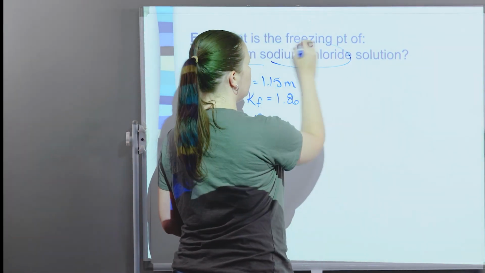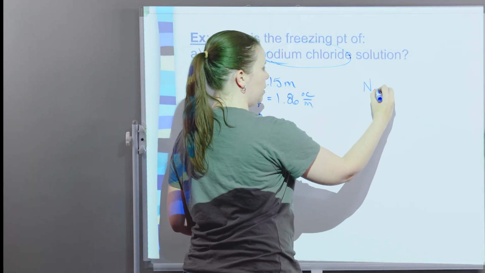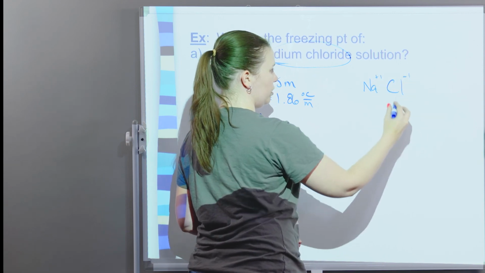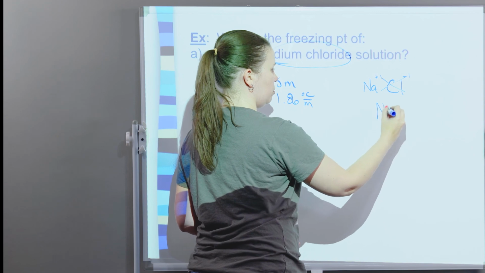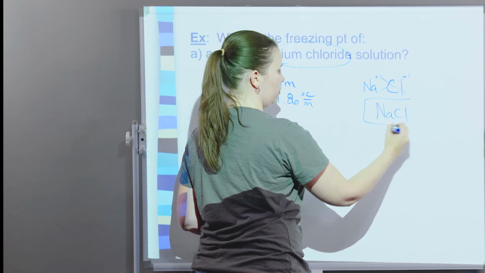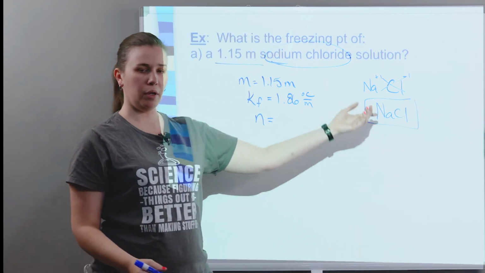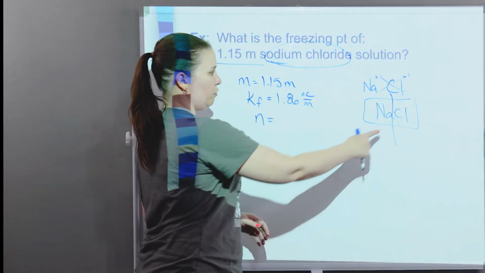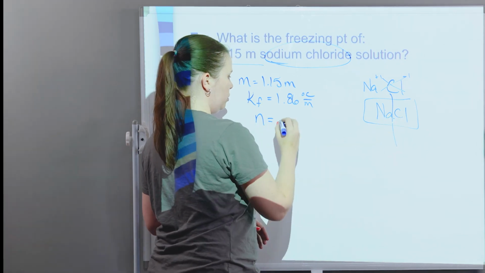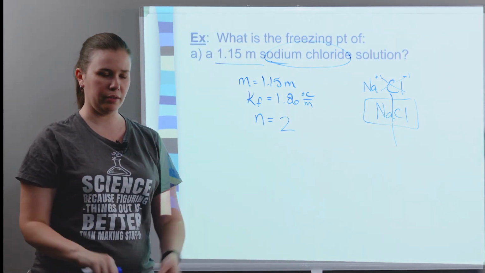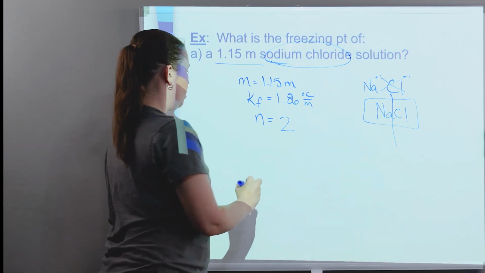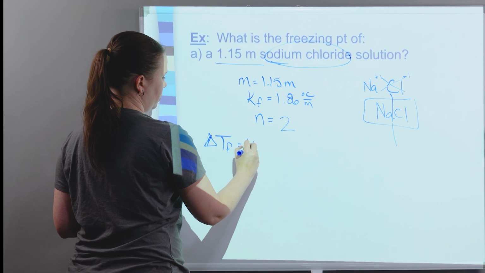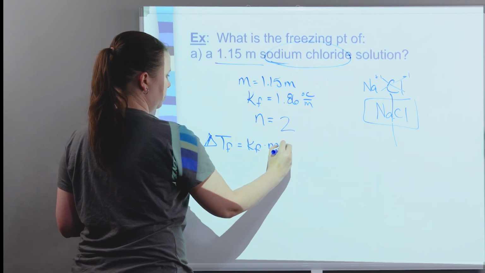So let's think about sodium chloride. Sodium would be Na with a charge of +1, and chloride would be Cl with a charge of -1. So when you do your crisscross, you get NaCl for a final compound. How many particles would this break up into if you split your sodium and your chloride? I have 1 sodium and I have 1 chlorine. 2 total ions. So N would be 2. So now I can plug this into the delta T formula. Delta TF equals KF times M times N.